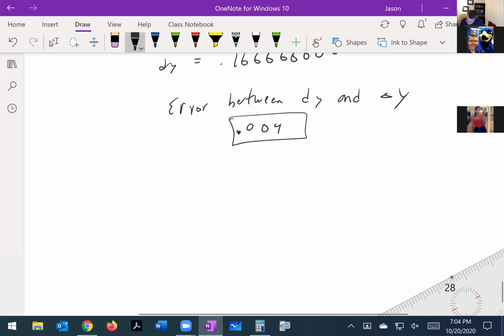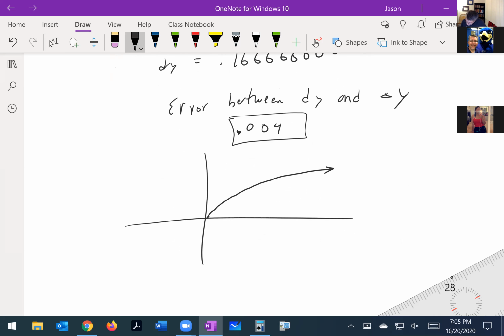Well, what does this function look like? It looks like this. It's a square root function. And so at 1, we're at 1. At 2, we're at radical 2.